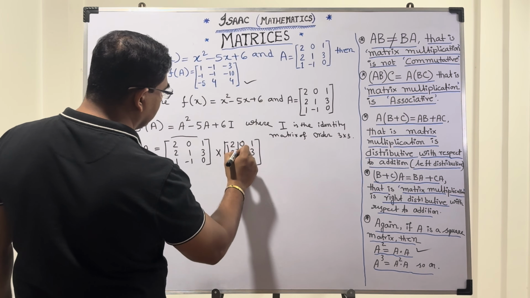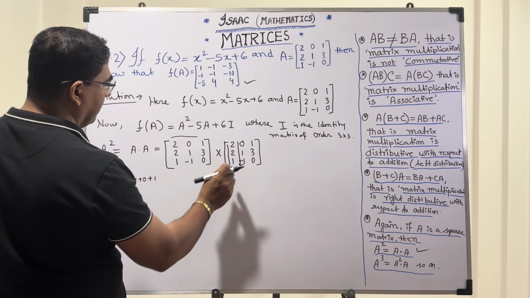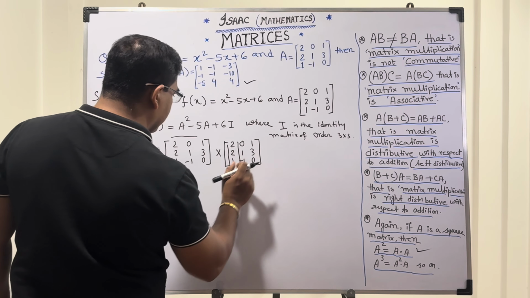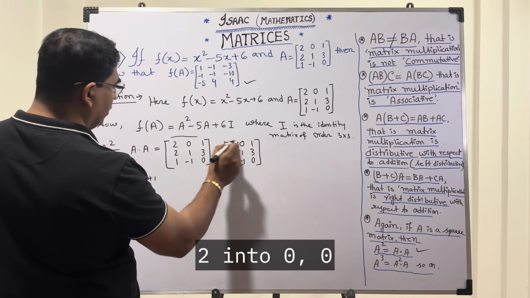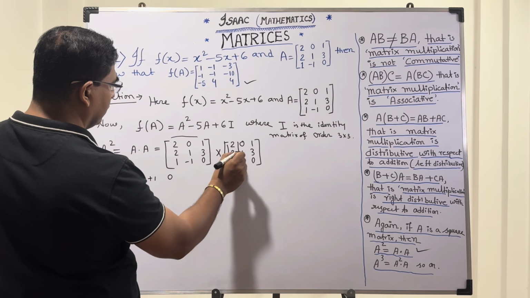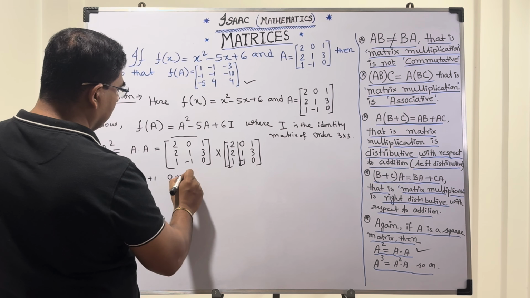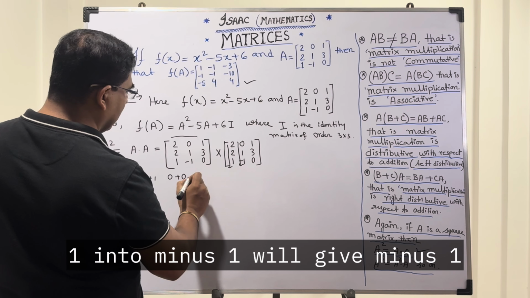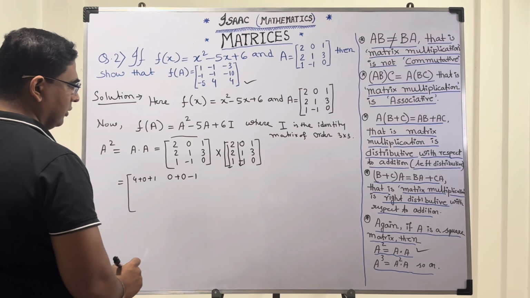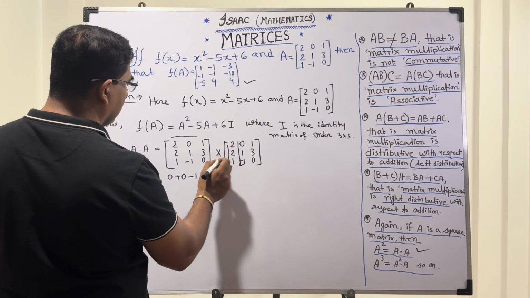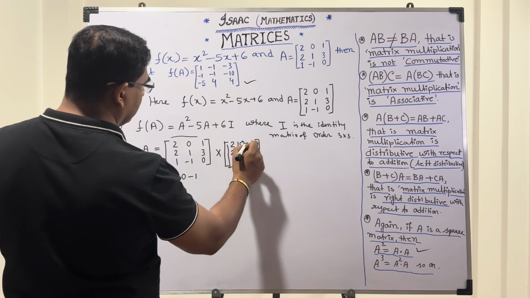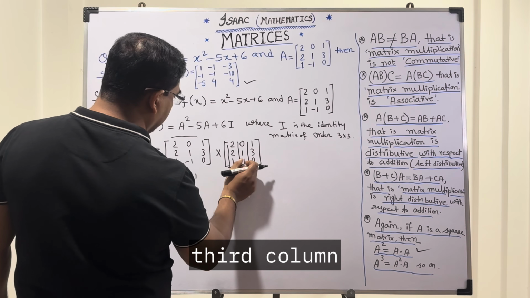First row, second column. 2 into 0, 0. 0 into 1, 0. 1 into minus 1 will give minus 1. First row, third column.